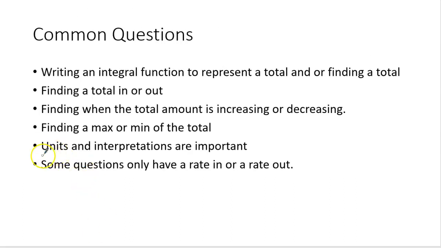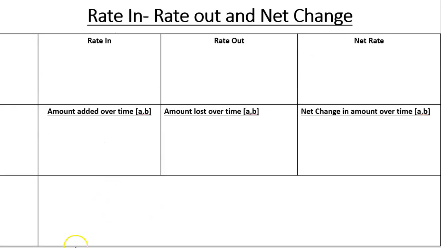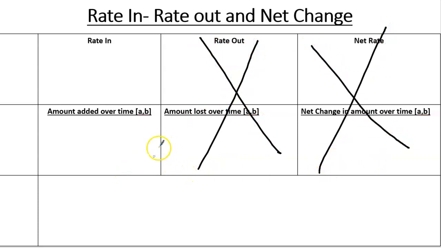Be careful to pay attention to your units. Some questions only have a rate in or a rate out. And when that happens, let's say I only had a rate in. Well, then all of this stuff is now irrelevant. And this last piece here would just be f of x is equal to the starting amount plus the integral of whatever was here, in this case, E. And that's it. It's not going to have two functions.